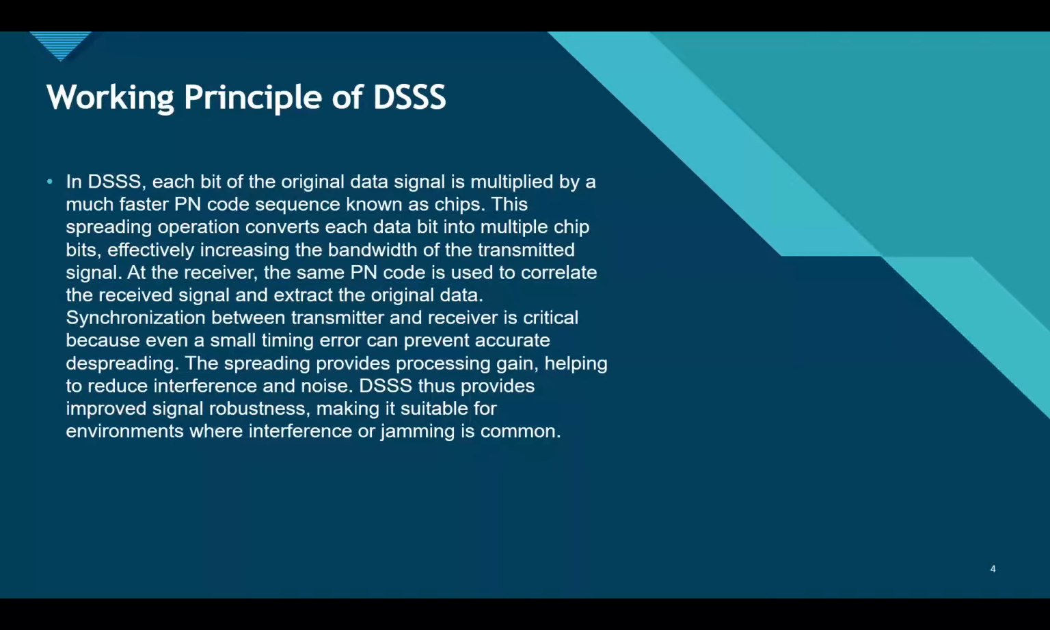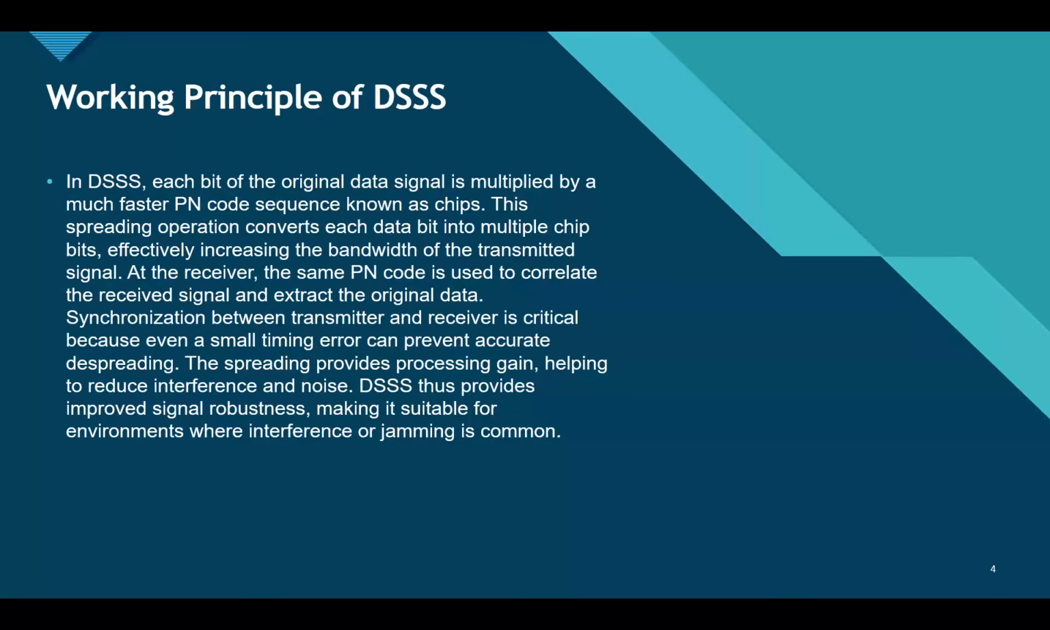Then, working principle of DSSS. The working of DSSS is simple yet powerful. Each bit of the input data is multiplied by a very fast pseudo noise code, whose bits are called chips. So a single data bit gets converted into multiple chip bits. Because of this process, the bandwidth of the transmitted signal increases significantly. And at the receiver, the same pseudo noise code is used to correlate and extract the original data.